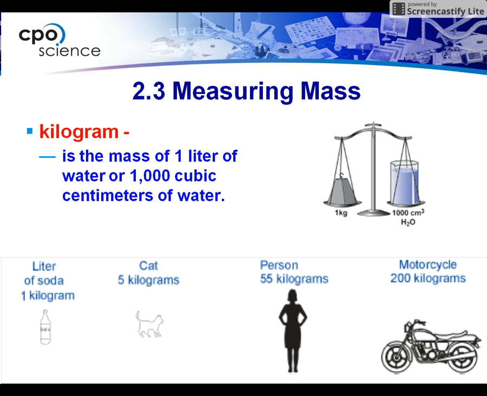A liter of soda would be 1 kilogram. So 2 liters of soda would be 2 kilograms. And again, if you want to know how many pounds that is, you multiply by 2.2. So 2 liters of soda would be about 4.4 pounds. And then we have a cat there, that's about 5 kilograms. So this gives you an idea of how much a mass is in relation to pounds.